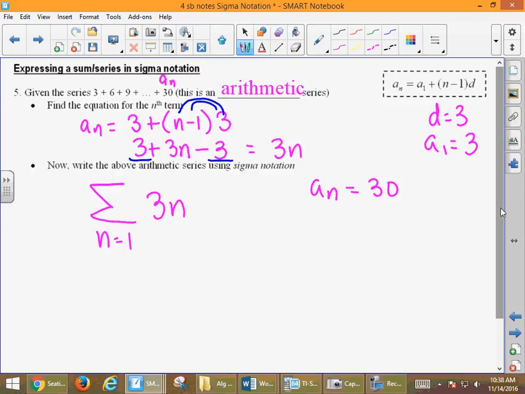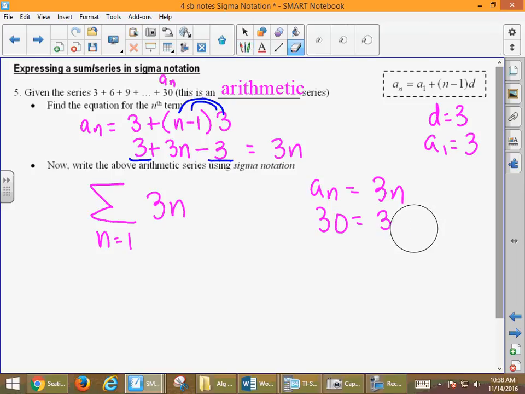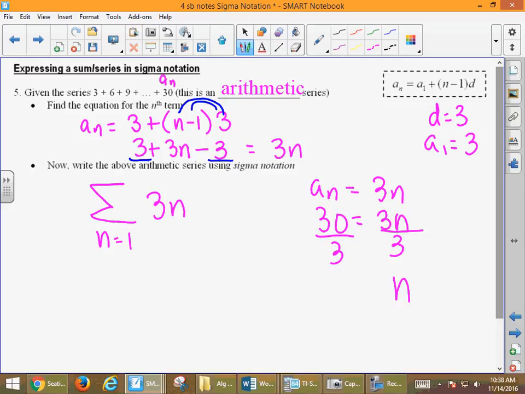So if we fill in a sub n, a sub n equals 3n, what we just found. A sub n, we just labeled in the problem, is 30, and I can't seem to write this correctly. Because what we want to know is, how far are we going to go? Well, when we divide both sides by 3, 30 is our 10th term in our sequence. I'm going to put 10 up there.